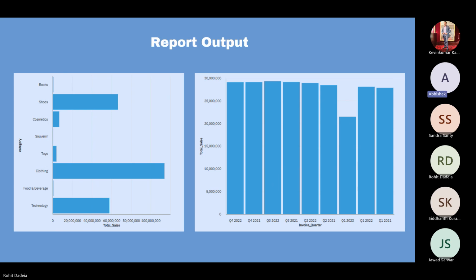Here in this slide, we can see the graphical representation of the same thing. But in the quarterly, we see that the sales are gradually declining with the lowest in quarter one 2021.